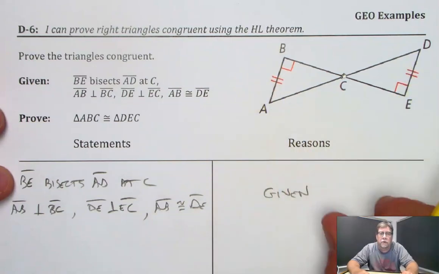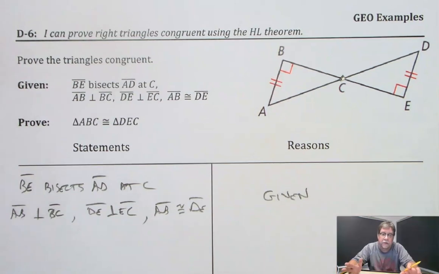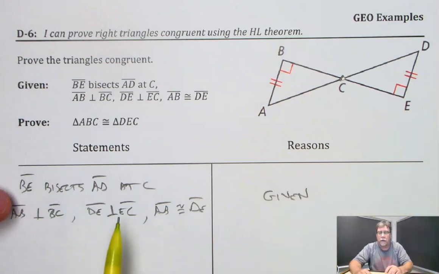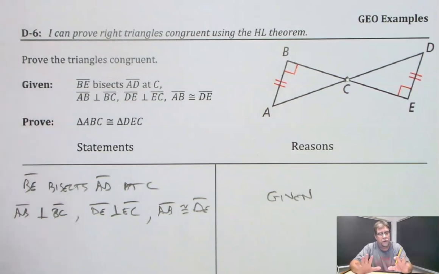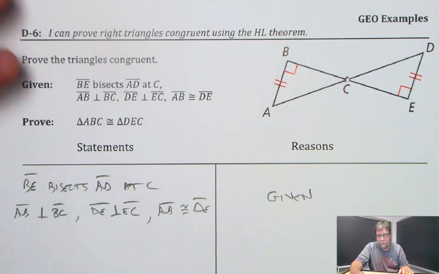Can we prove the two triangles are congruent? Well, obviously the answer is going to be yes. So let's do it. Let's figure it out. So I actually wrote down all the given information already, and I wrote given over here. You have to put the given information in as your first steps, and then just write given. So that's not too bad.